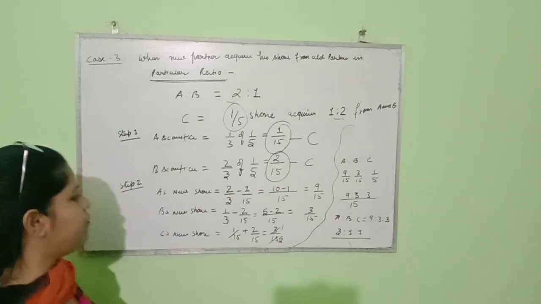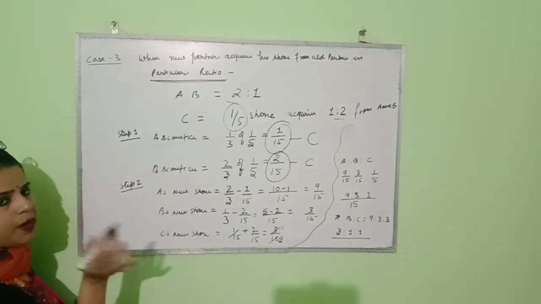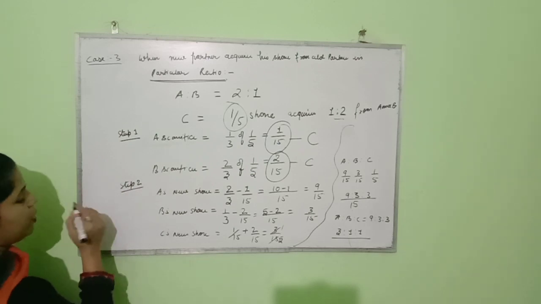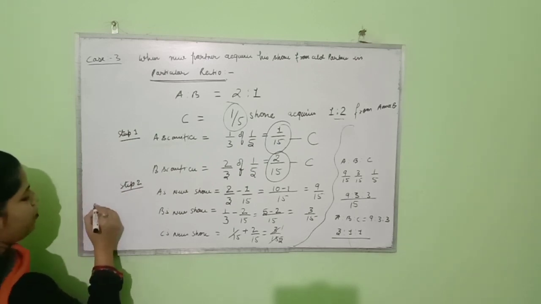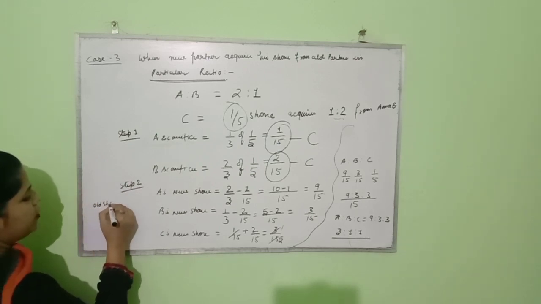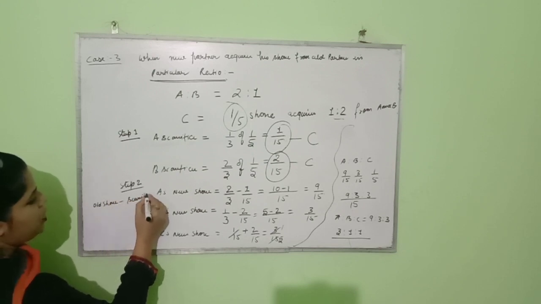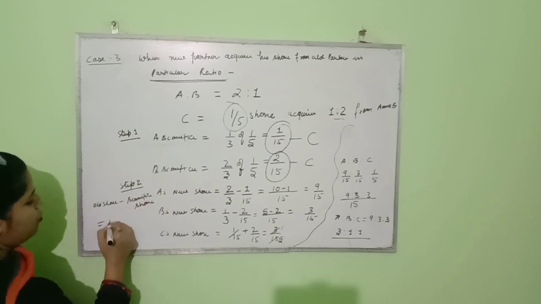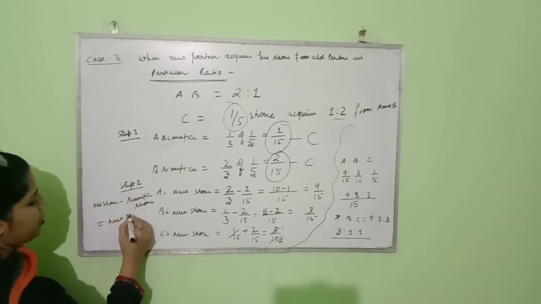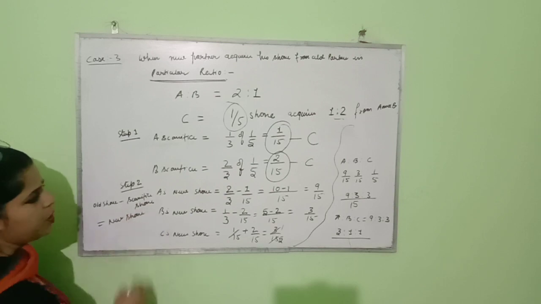और इसका एक छोटा सा फॉर्मूला होता है, बस उसी फॉर्मूले पे हम स्टेप नंबर 2 कैलकुलेट करते हैं. What is the formula? Old share minus sacrifice. जब ओल्ड शेयर में से सेक्रीफाइस शेयर को निकाल देते हैं तो हमको मिल जाता है न्यू शेयर. So this is the formula which you have to keep in mind.